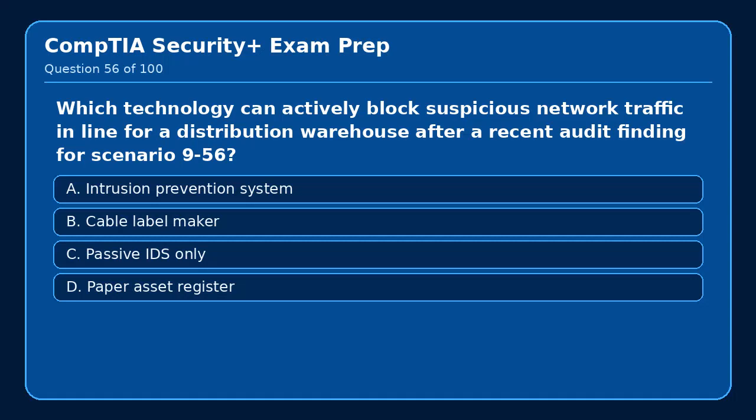Question 58. How should a payment processor secure company phones that access business email while documenting the incident ticket for scenario 9 to 58? A. Share one phone for all employees. B.